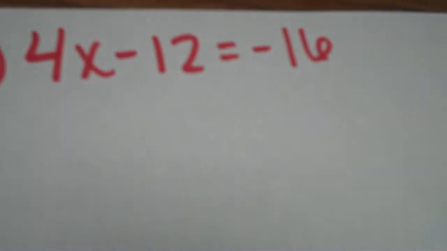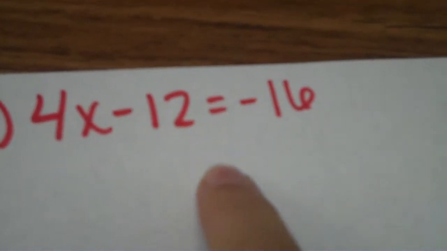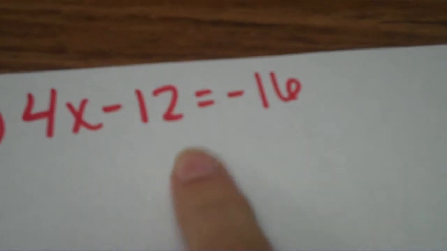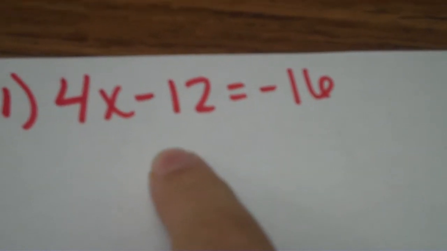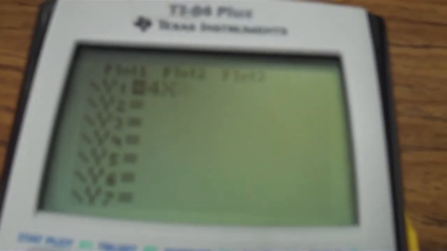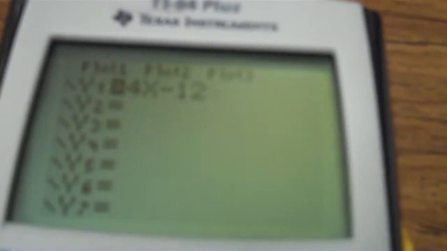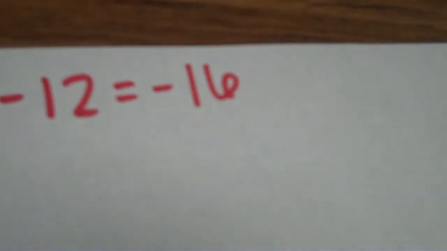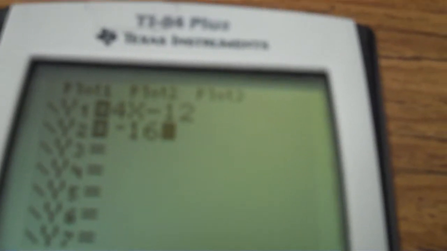What I mean by left side is, you know how you normally draw a line down the equal sign? You create 2 different sides. Well, this is the left side. So we're going to put 4x minus 12 into y1. So I'm going to type that out, 4x minus 12. Okay, it's right there. And then in y2, we're going to put the right side, which is negative 16. So I'm going to type in negative 16. Okay, that's all you got to do.